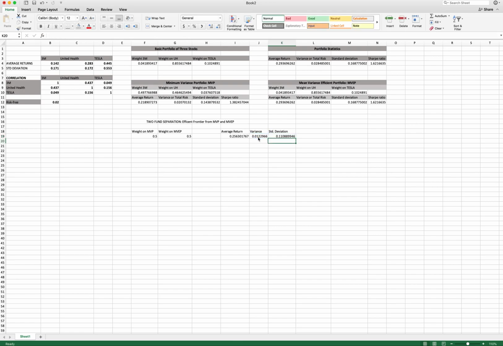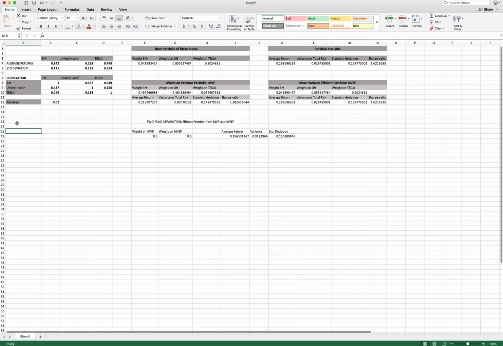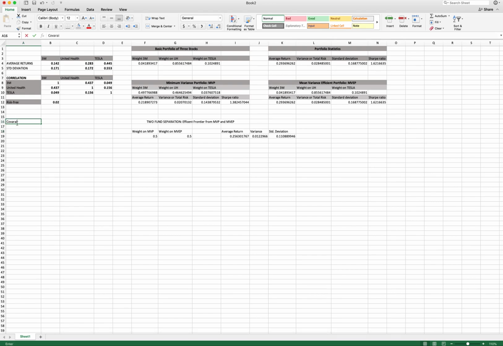Okay, great. So now we have one more thing to do before we can draw the efficient frontier, which is that we have to find exactly what's the covariance. Okay, so covariance between the minimum variance portfolio and the mean variance efficient portfolio. And that actually takes a little bit of work.